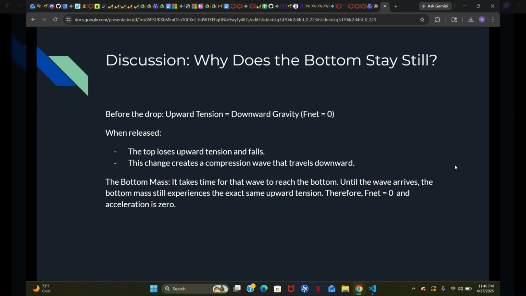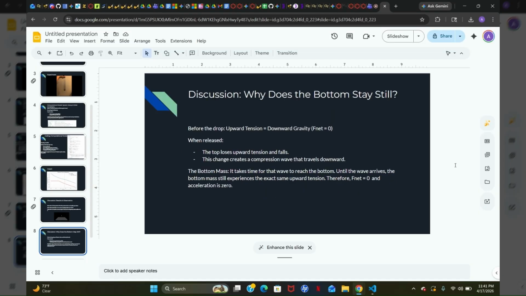So physically, why does the bottom stay still? Before the drop, the upward tension equals the downward gravity, meaning the net force is 0. When the top is released, it immediately loses its upward tension and falls. However, this change in tension creates a compression wave that travels downward through the coil. It takes physical time for that wave to reach the bottom, and until that wave arrives, the bottom mass still experiences the exact same upward tension and balancing gravity. Therefore, the net force remains 0, and its acceleration is also 0.